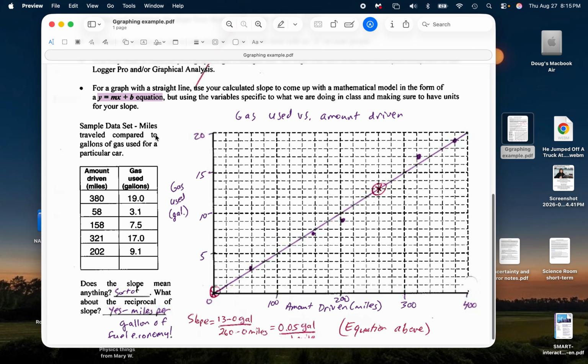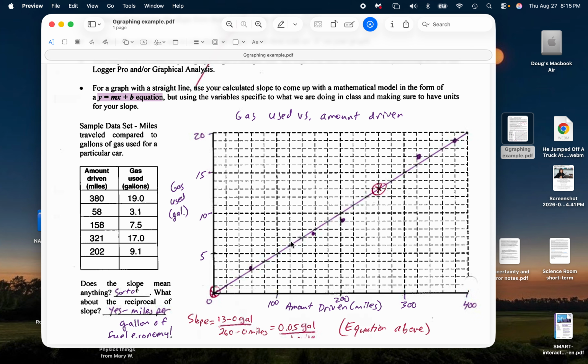So here's a sample data set comparing miles traveled compared to gallons of gas used. It seems to make sense that the amount of gas used depends on the number of miles you drive. So you choose how long you drive for whatever trip, and the gas used depends on how far you drive. So I've got the data here. I plotted it out, if you notice. These aren't all exactly the same, but it makes sense. Different trips have different gas mileages, depending whether it's city, highway, or whatever.